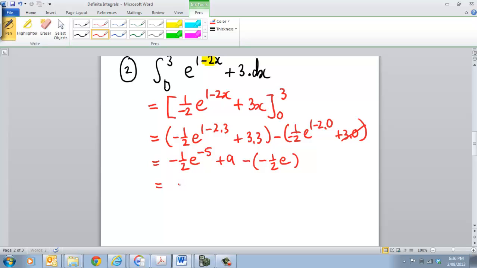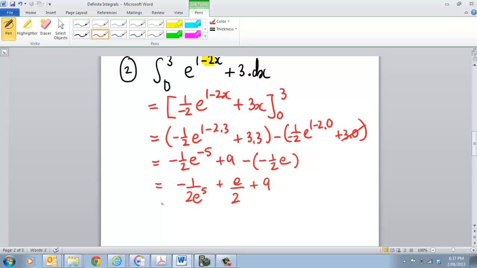you can rewrite this if you want to as -1 over 2 e to the 5 plus 1 over 2e, sorry, no, I've done that wrong. The e's got to be on the top line. So we can write that as negative e to the 5 plus e on 2, and then we're going to go plus 9. All right, so that's in terms of an exact answer. It doesn't have decimal places.